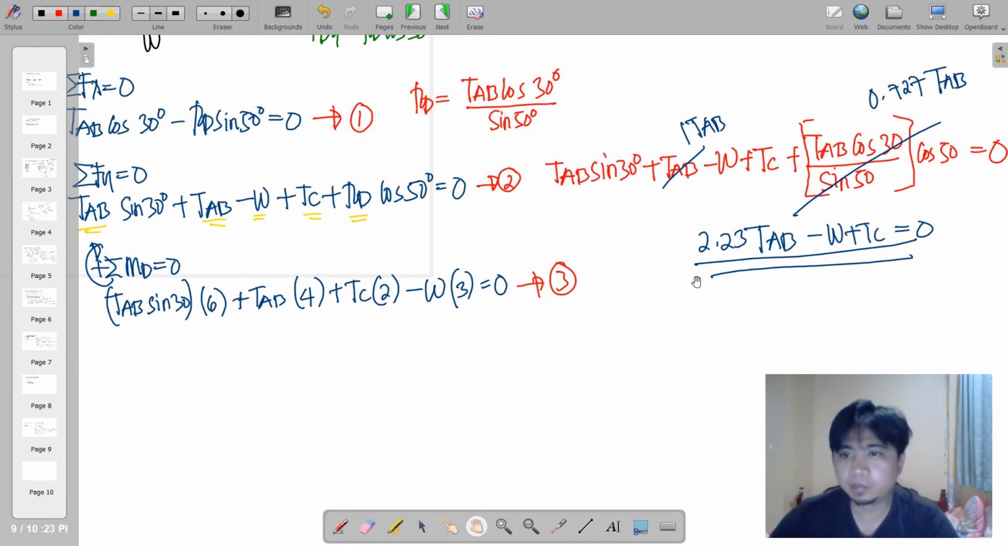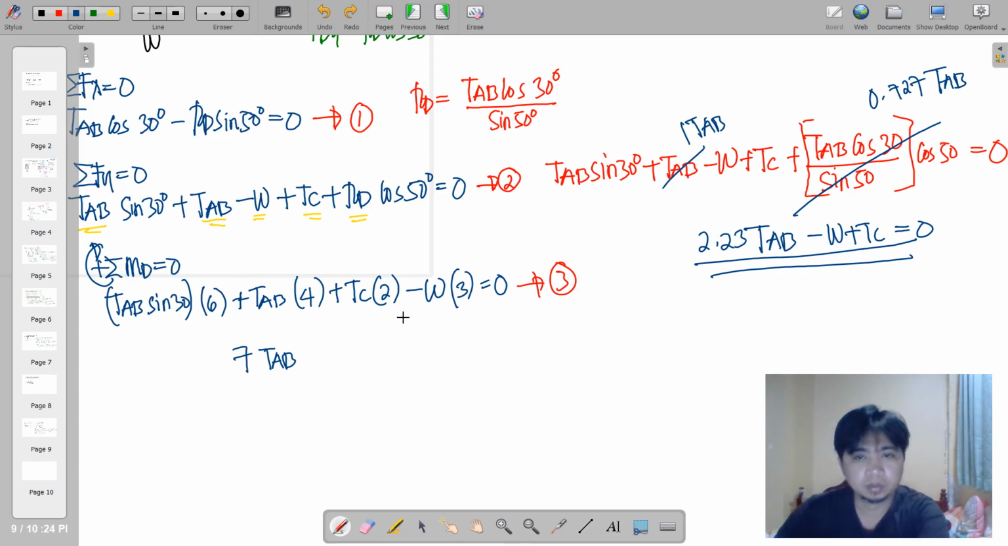So what about the third? Of course, we also simplify that by combining the TAB expression, the constant of TAB. So first we have 6 sine of 30 plus 4, so that sums to 7 TAB. So we arrange it this way also.